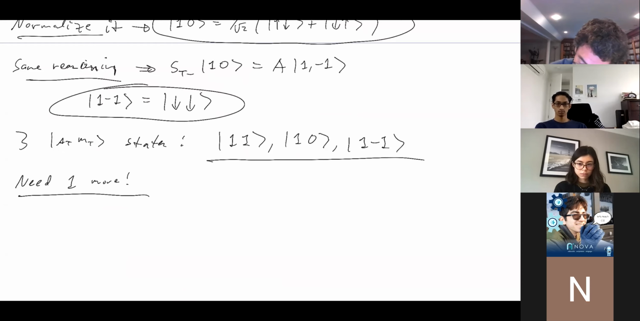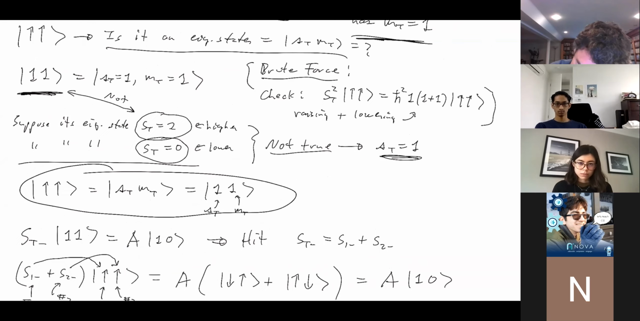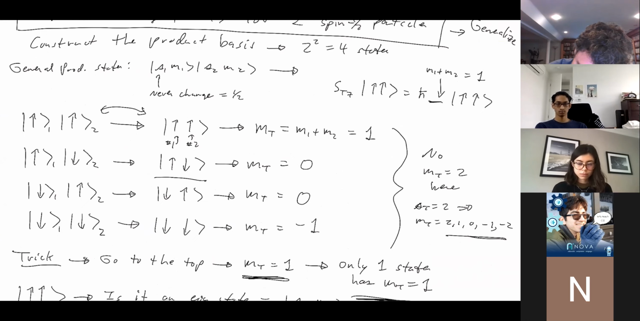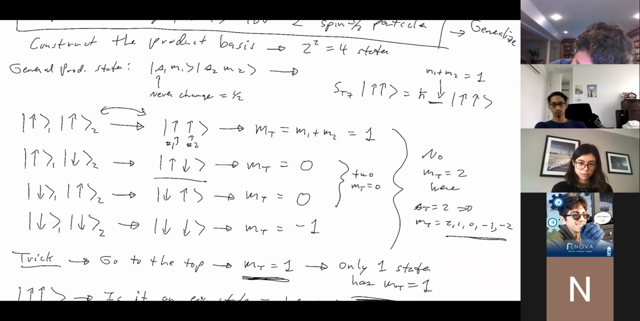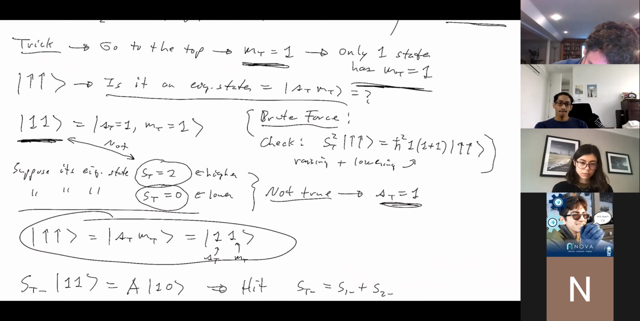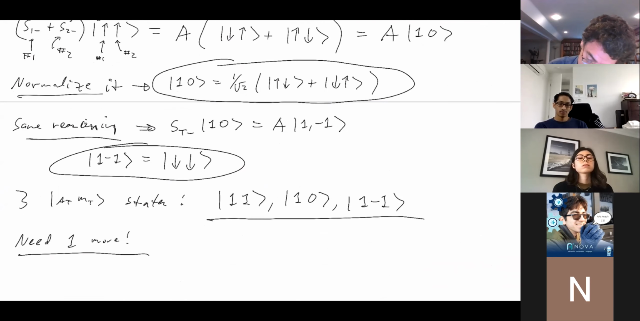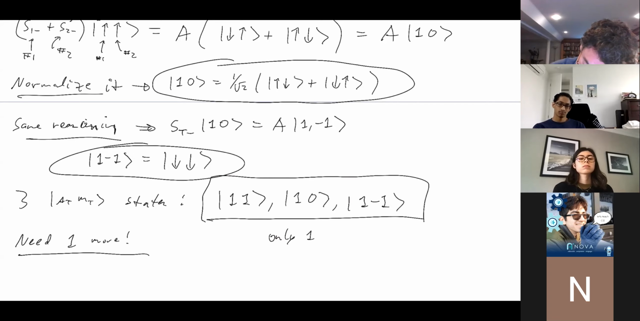So let's go back to this table, and we notice that we have 2 states with M total equals 0. But when we did all of our math with the lowering operators, how many of the states that we just discovered have M total equals 0? How many? 1. Exactly. Only 1 state with M total equals 0. And so there has to be a second one. We need to find a second one.